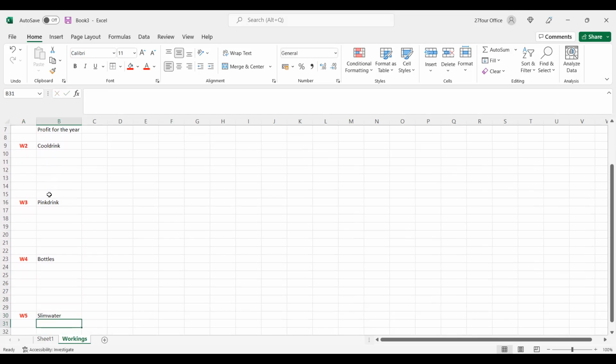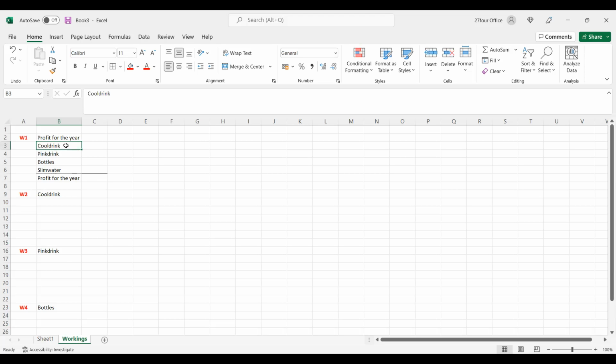Okay, then from there, I will have more workings to get the underlying numbers. So I know I need the profit for the year for Cooldrink. I know I need profit for the year for bottles. I know I need profit for the year for Slim Water and all of those type of stuff. So I'm going to start off with bottles and Slim Water. Then I will do Cooldrink in this video. And when it comes to Cooldrink, I will exclude the items that relate to Pink Drink. Then in the next video, I will do Pink Drink. And then you can see the difference.